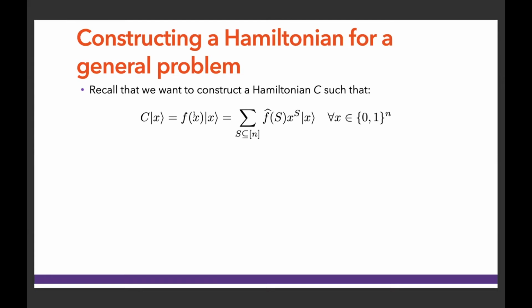Now let's quickly see how to do this. So we want to construct a Hamiltonian such that when we hit a computational basis state with it, we get out f of x times that computational basis state. Or we can write this in terms of the Fourier expansion. This is what we want to get.